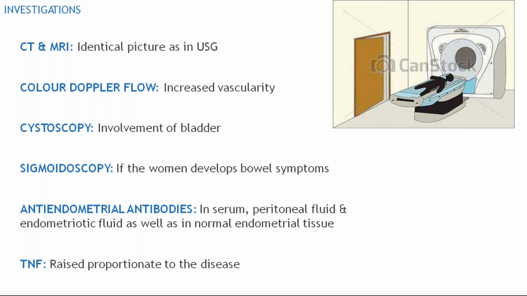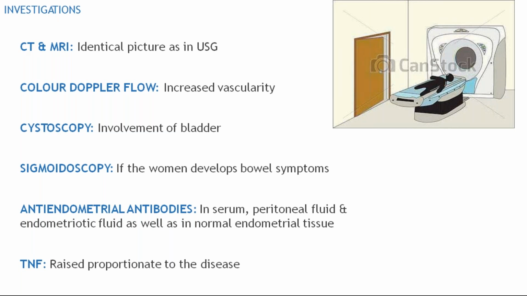So other confirmatory investigations are CT and MRI, identical to the picture of ultrasonography. Color Doppler shows increased vascularity. Cystoscopy: if you suspect the bladder is involved, you can go for cystoscopy and see the inside wall of the bladder and confirm if any lesions are present. Next, sigmoidoscopy: if the patient has bowel symptoms, cyclical pain or bleeding, then you can go for endoscopy of the bowel and see whether it is involved or not.